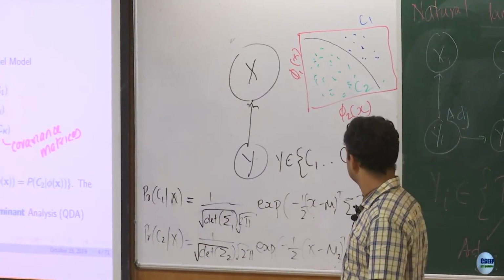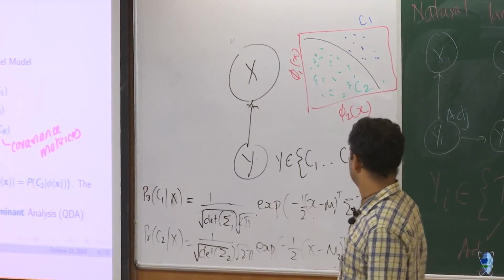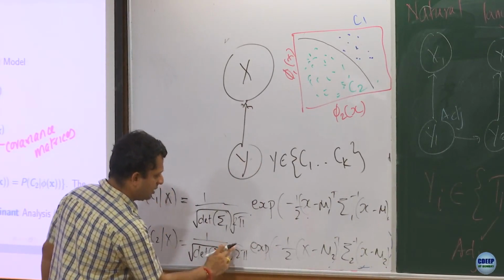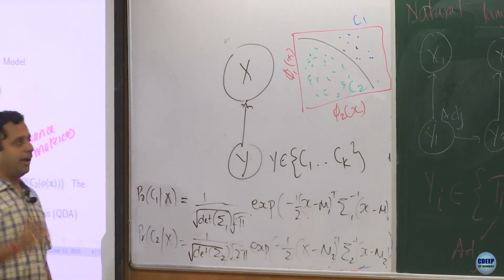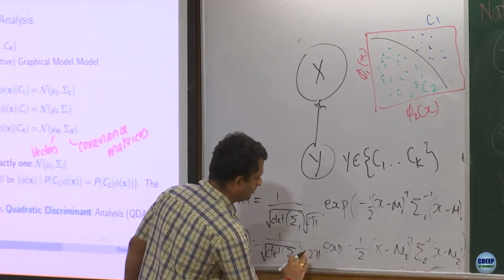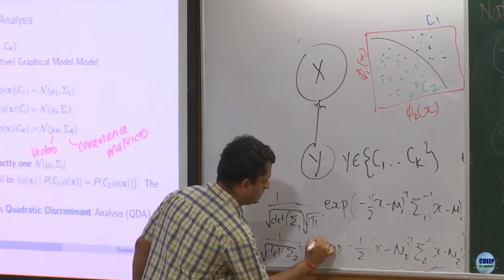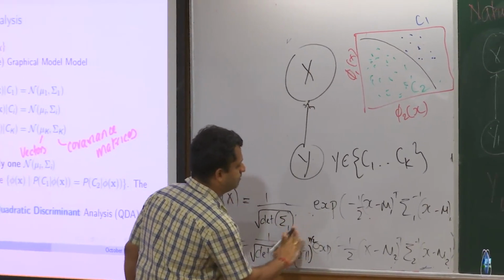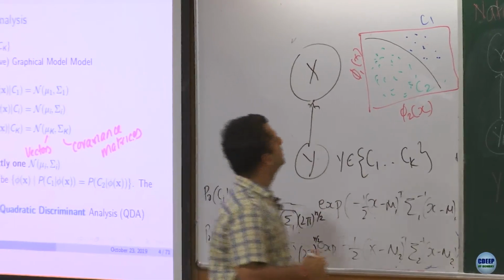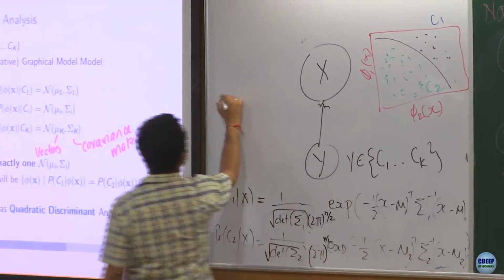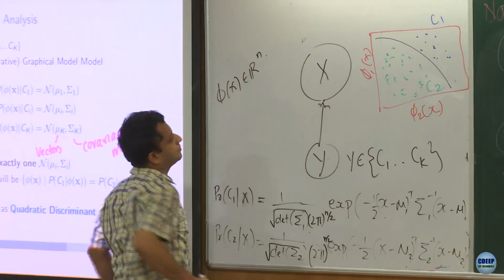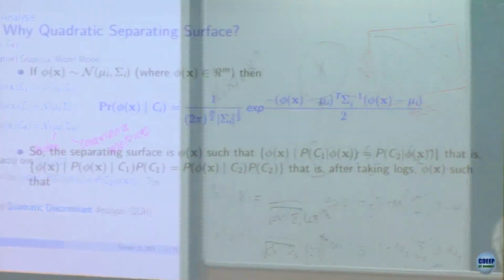Right, 2 pi raised to n by 2, where n is the dimension. Here we are assuming that this x or phi x is in R^n. This is for example 2 dimensional.